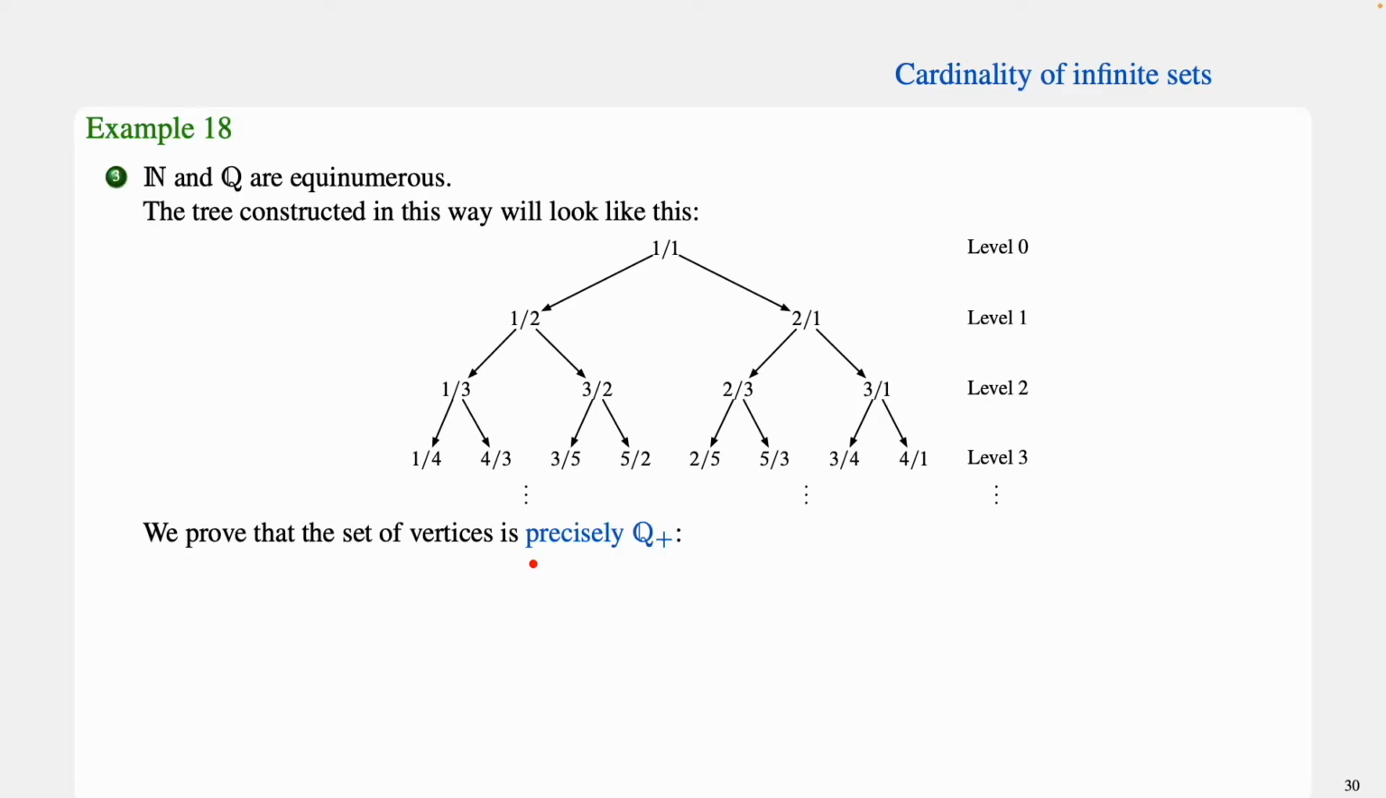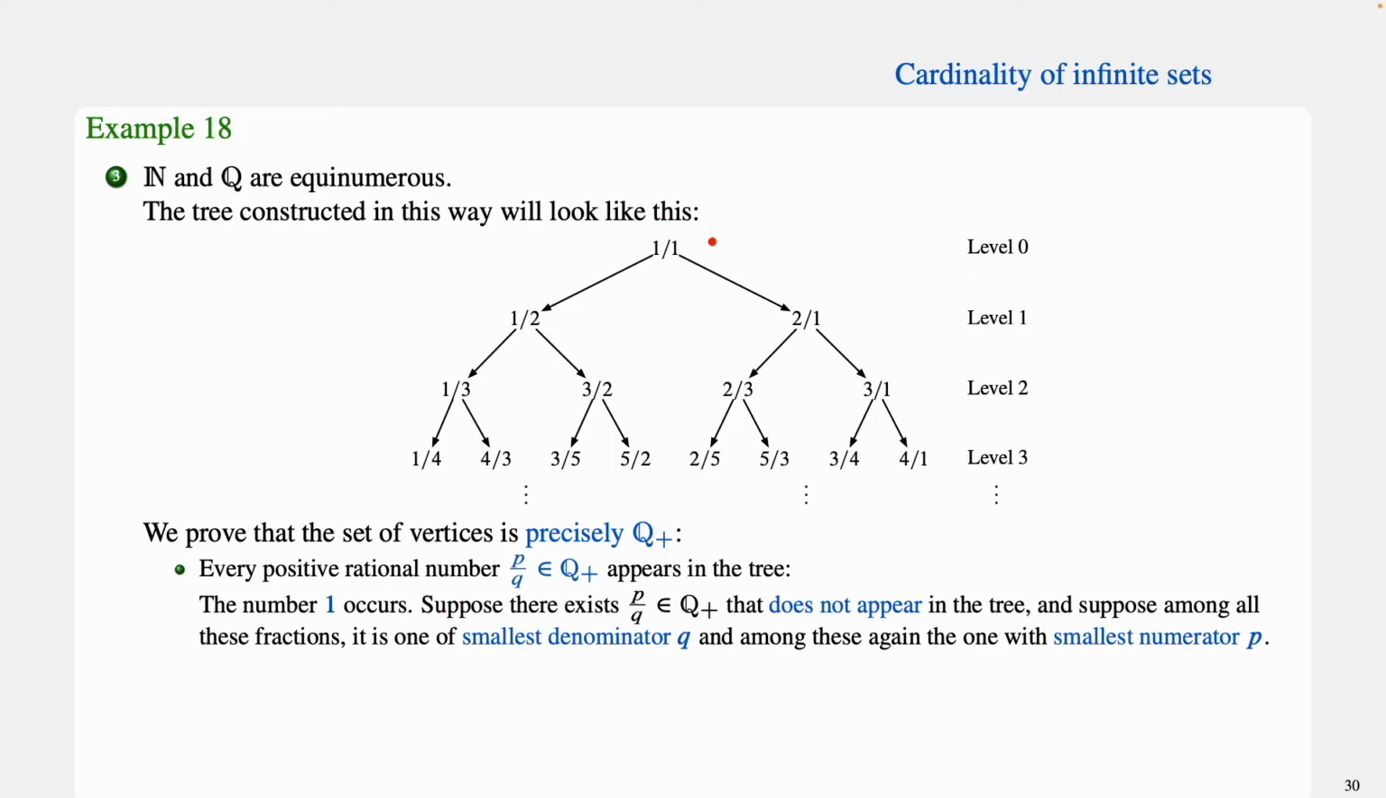Now we prove that the set of vertices is precisely Q plus, the set of positive rational numbers. First, we prove that every rational number p over q appears in the tree, and then next we will show that every number appears exactly once. So number 1 occurs, it's just the root in our tree. And now suppose there exists some reduced fraction p over q in Q plus that does not appear in the tree, and suppose among all of these fractions it is the one with the smallest denominator q, and among those the one with the smallest numerator p.